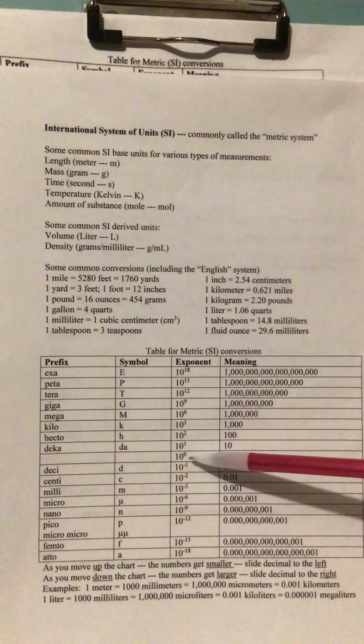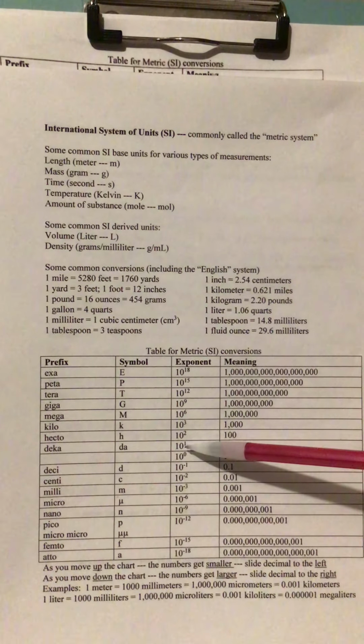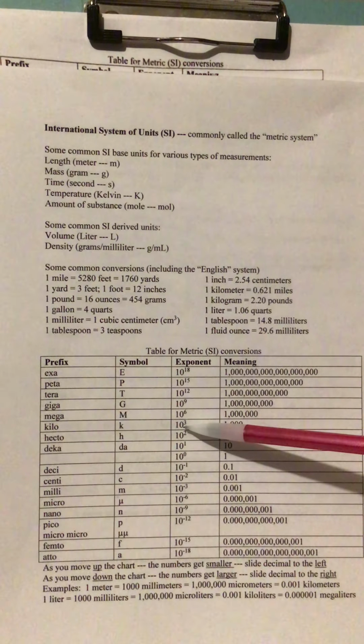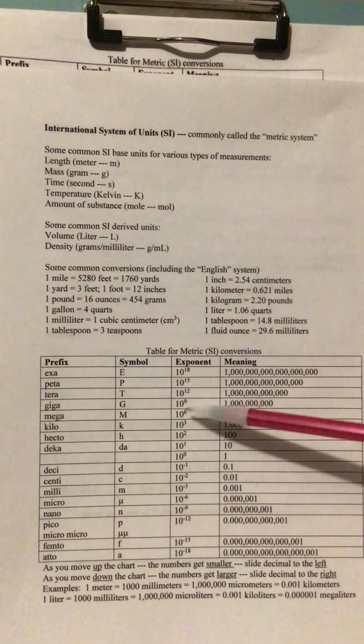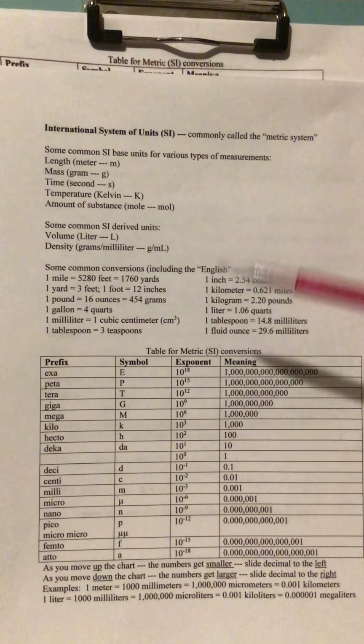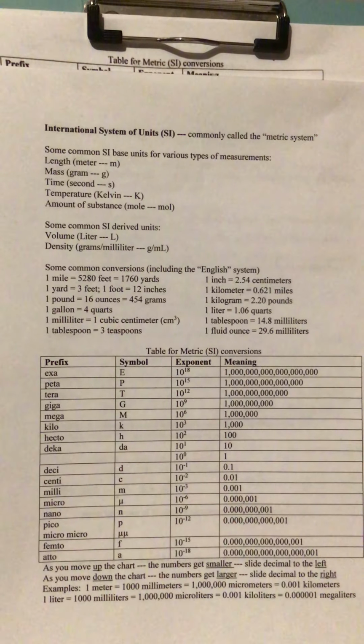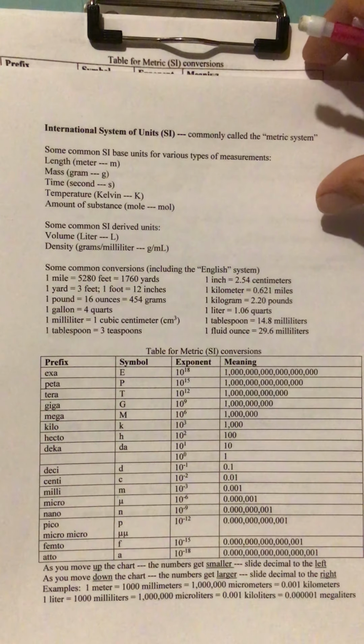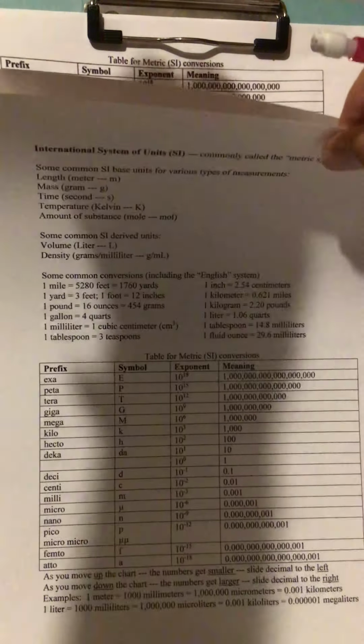Let's go back the other way. If I have 10 meters, I have a decameter. 100 meters would be a hectometer. 1,000 meters would be a kilometer. And we could go up and say 10 to the 6 meters would be a megameter, and so on. Let's look at some conversions for this and how to do this.